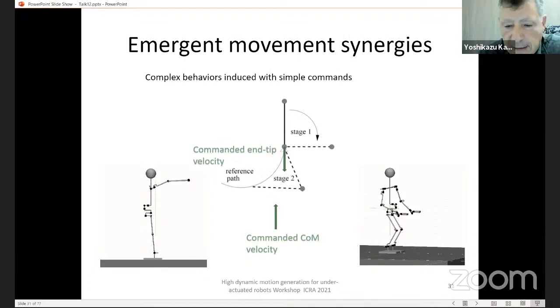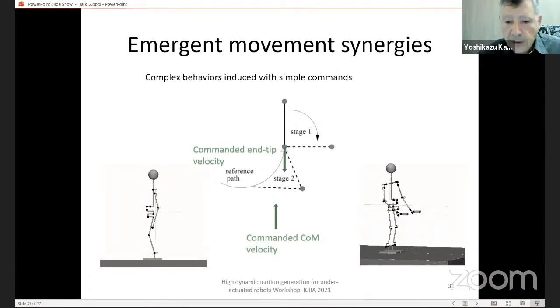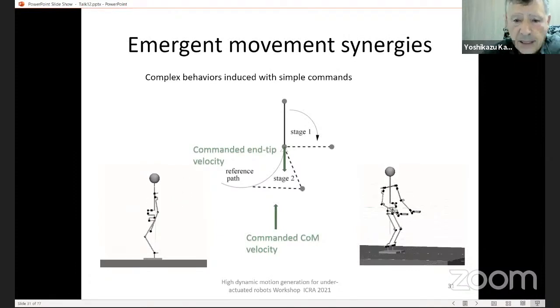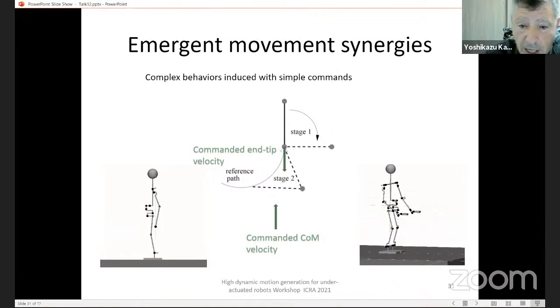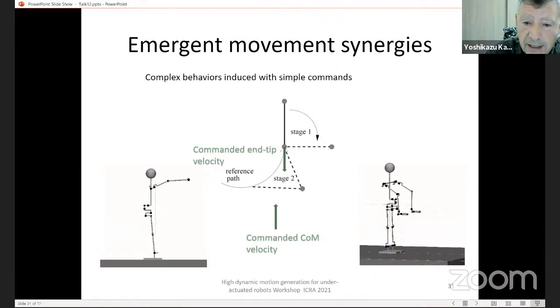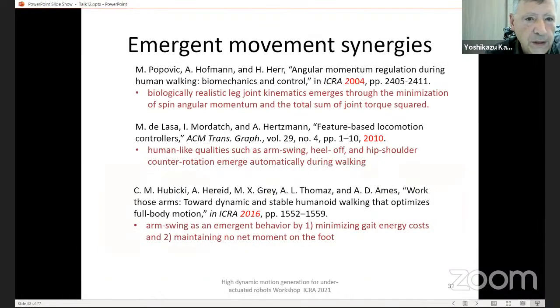On the right side, you can see that I constrain the hands not to move, but because of the redundancy of the arms, you have 1 degree of redundancy in each arm, they change the configuration from elbow down to elbow up with the same command. So this is an example of how you can generate this type of motions. Okay, so there are some emergent movement synergies used.